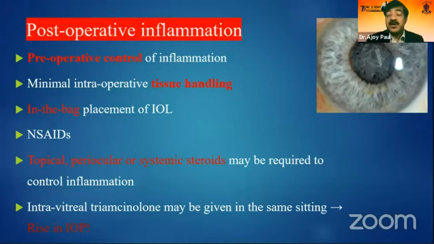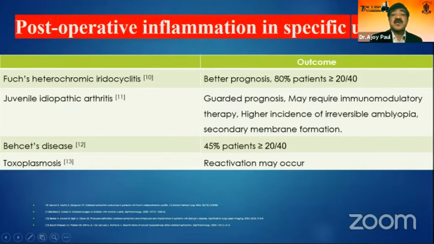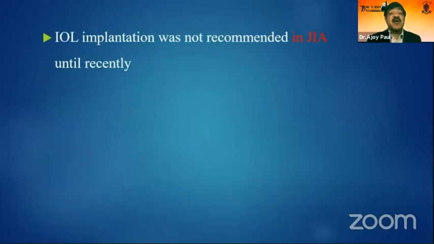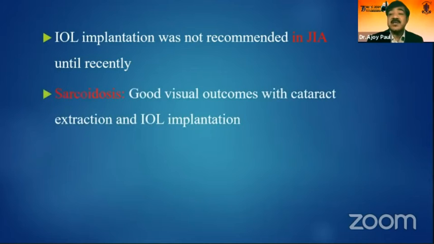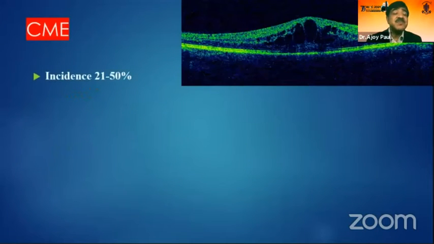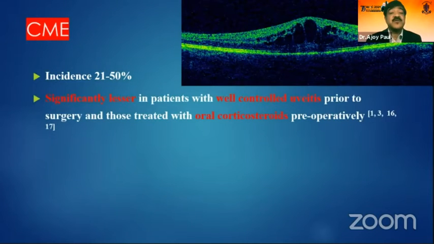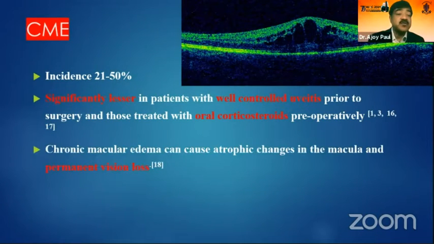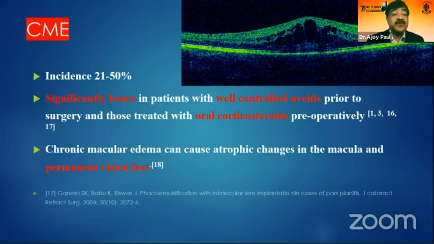One has to be careful of the IOP rise also. So these are the different uveitis types. Fuchs' heterochromic iridocyclitis shows better prognosis, with 80% having better vision. JIA patients can be very difficult because of higher incidence of membrane formation. Behçet's disease also does well, so does toxoplasma, though there might be recurrence. IOL implantation is not recommended in JIA. Sarcoidosis has a good visual outcome. In multifocal choroiditis, the chorioretinitis might return within 6 months. CME incidence is very high, 21 to 50%, lesser with well-controlled uveitis and oral corticosteroid, and a recurrent one can lead to permanent visual loss.